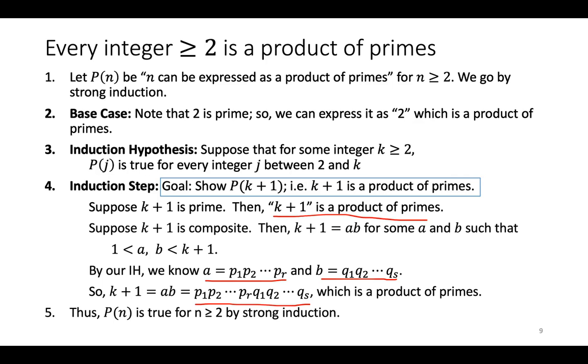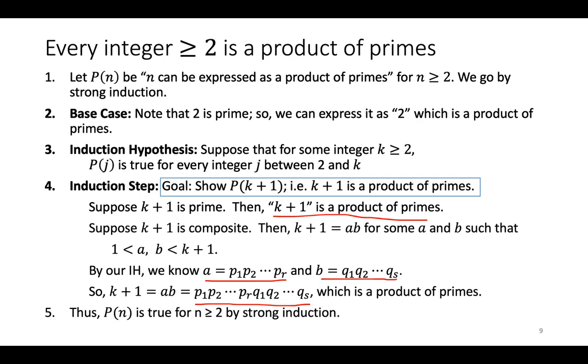So every integer greater than or equal to 2 is a product of primes. So the base case, we know 2 is a prime, so that's why this is a product of primes. That's true. So we assume P of j is true for every integer j between 2 and k. So we need to show P of k plus 1, that k plus 1 is a product of primes. So we can think about two cases. If that is a prime, k plus 1 is a product of primes, true.